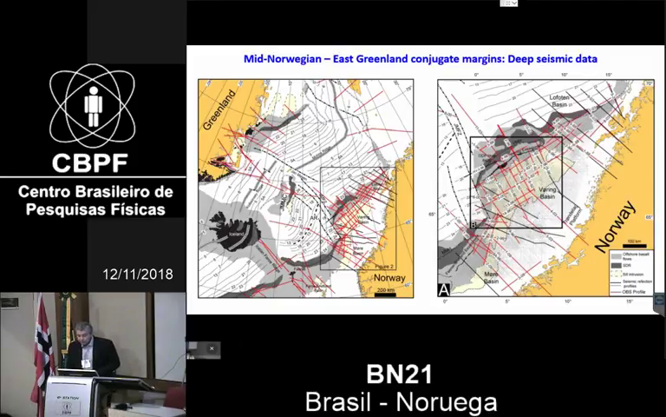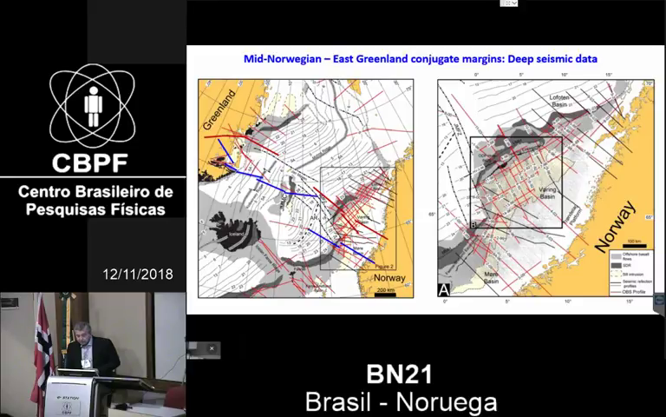While on the conjugate Greenland side, it's a bit harder to acquire data because it's still covered by ice much of the year. But there's an increasing number of data now on the conjugate side, also utilizing the fjords that we have in East Greenland and also some onshore geophysical experiments.